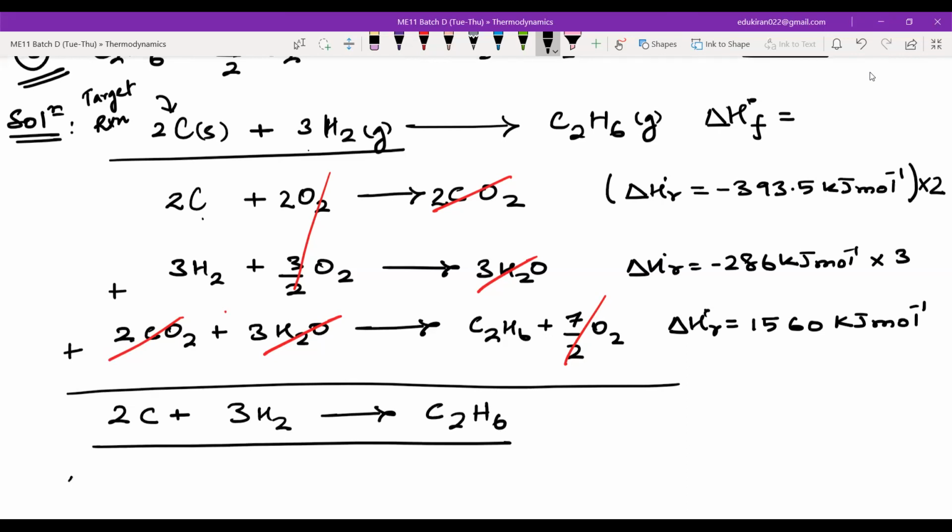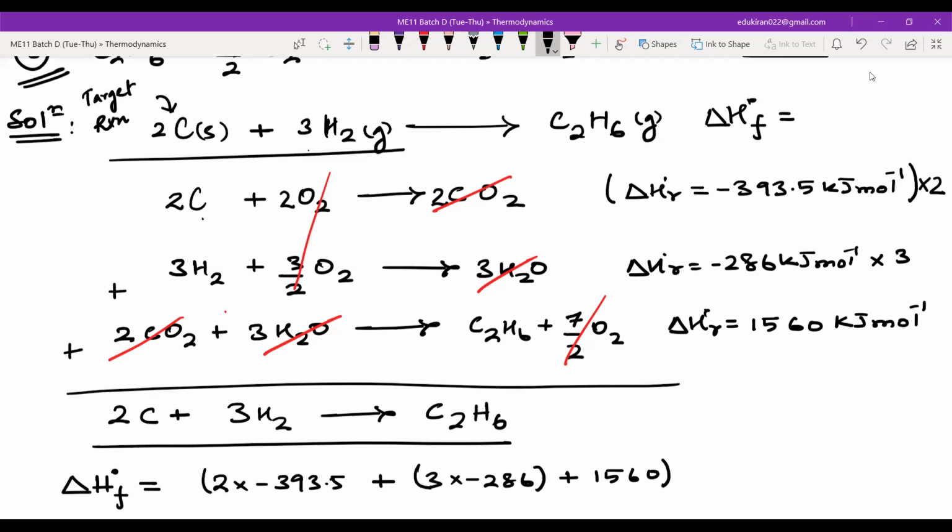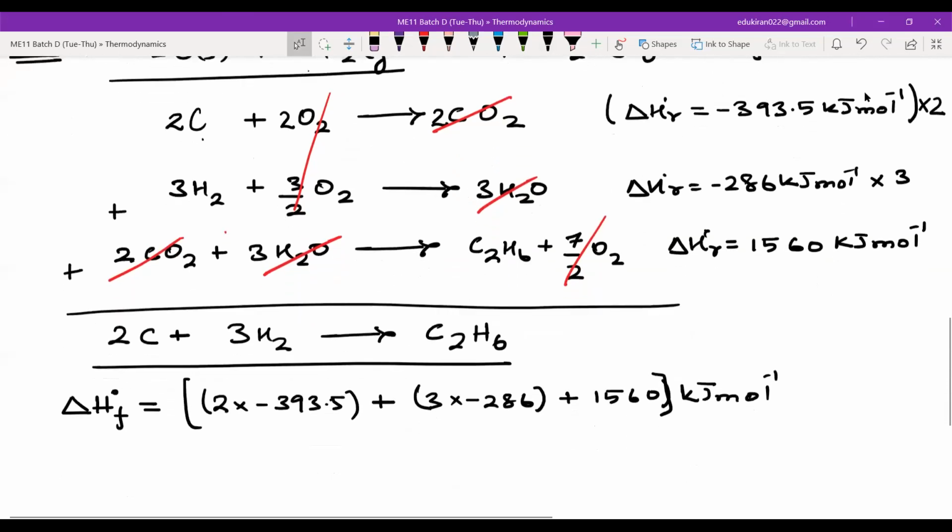So now the enthalpy of this reaction, that is the formation, is equal to 2 times minus 393.5. All of this when I add, and I will write at the end kilojoule per mole, plus 3 into minus 286 plus 1560, and if you add them all up, multiply these things also, this will be equal to some value in kilojoule per mole. So please write this down.